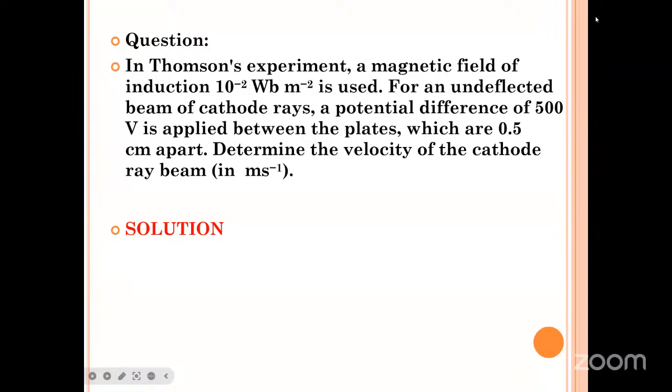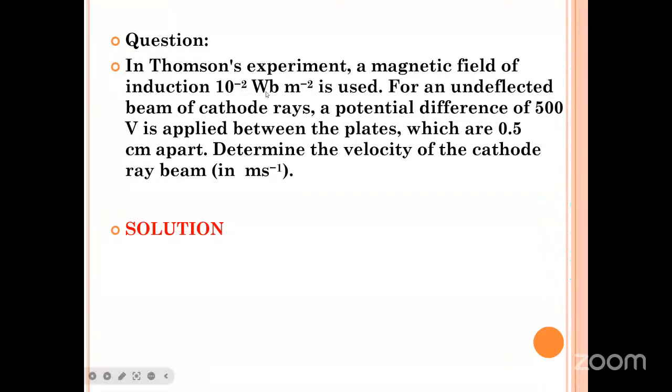Please look at this question. I want you to read it. This one is a bit different from what you have had before, but we are still testing, still working on the cathode ray. So this one says in Thomson's experiment, a magnetic field of induction 10 to the power minus 2 Weber per meter squared is used for an undeflected beam of cathode rays. A potential difference of 500 volts is applied between the plates.